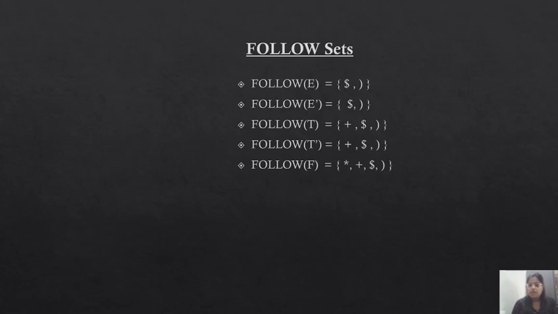We combine all the statements which we got earlier. For follow of E, we got two expressions. Follow of T, we got two expressions. So by combining each and every step, here we constructed the follow sets. Follow of E is dollar and closing bracket. Follow of E dash is dollar and closing bracket, and the same for follow of T, T dash, and F.